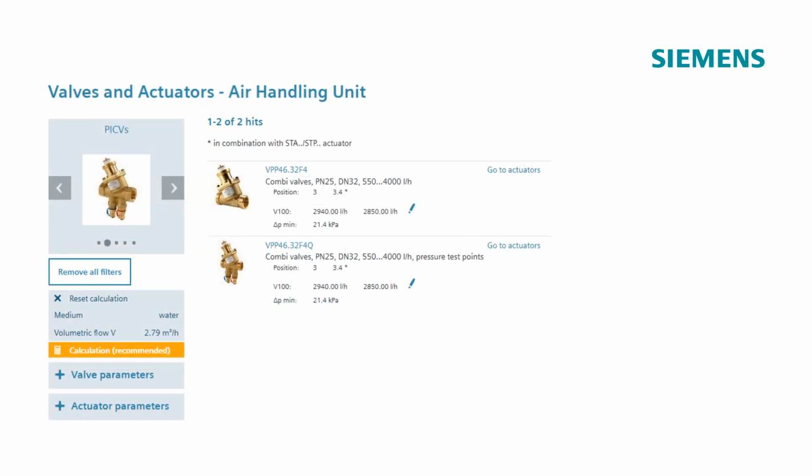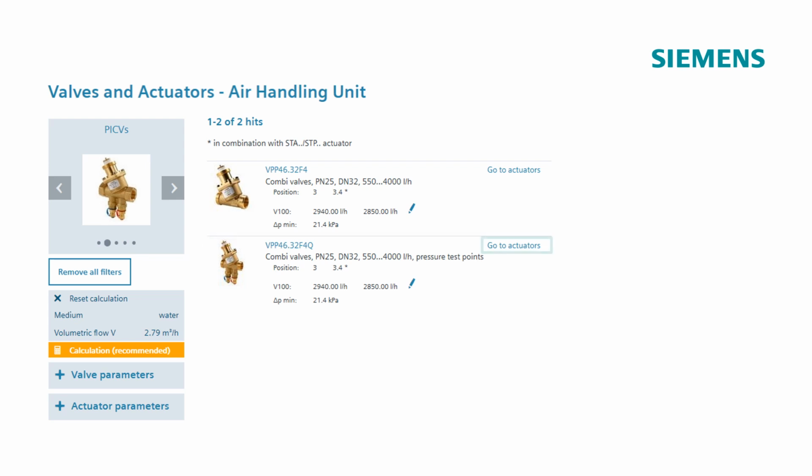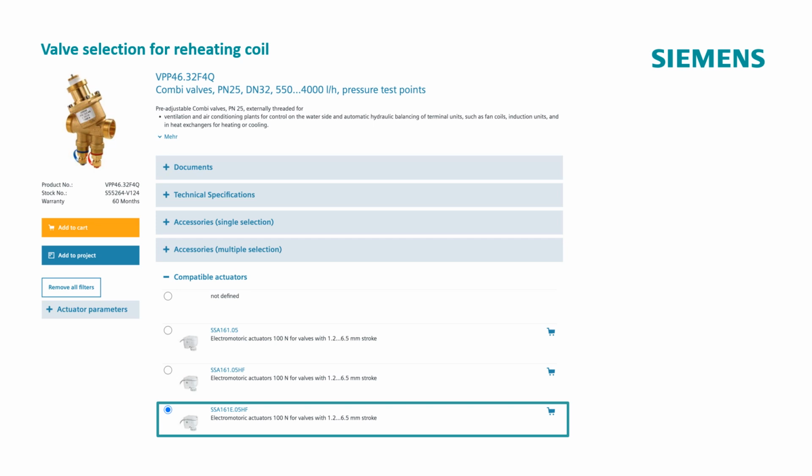Based on the volumetric flow calculation and with suitable valve parameters for the reheating coil, a list with 2 valves results. We select the valve VPP 46.32F4Q. Additionally, a suitable actuator is being selected with the same parameters as for the cooling coil. We select the actuator, SSA 161E.05HF, with its equal percentage characteristic, because this is suitable for a reheating coil. Now the control valve and the actuator for the reheating coil are selected. They can also be added to the cart or a project.